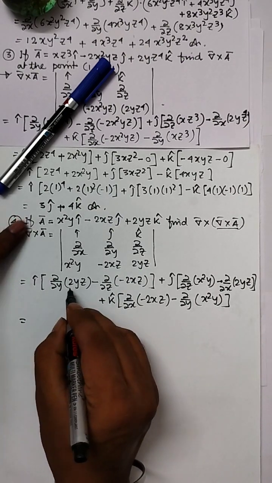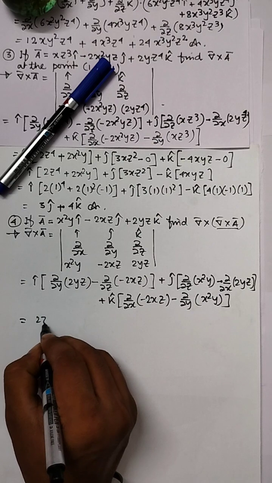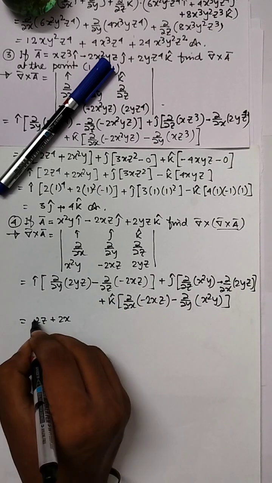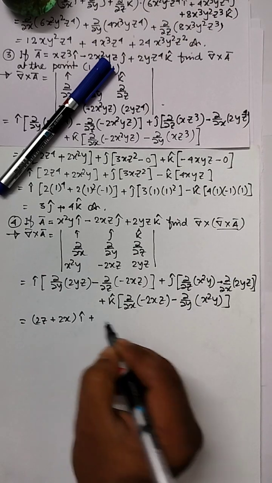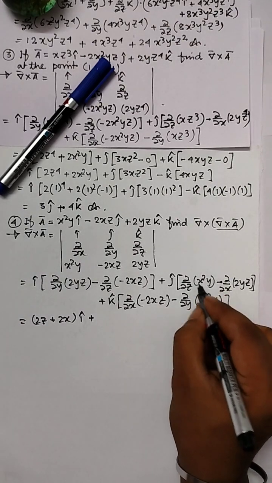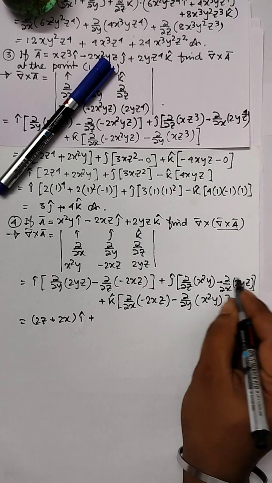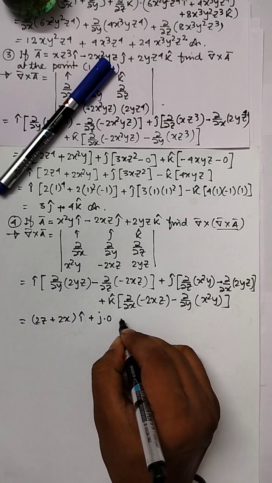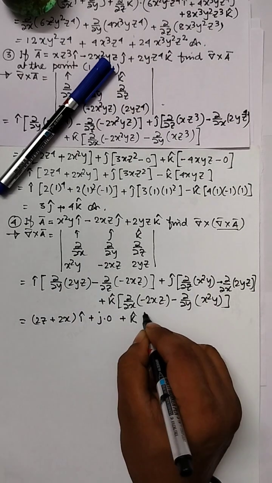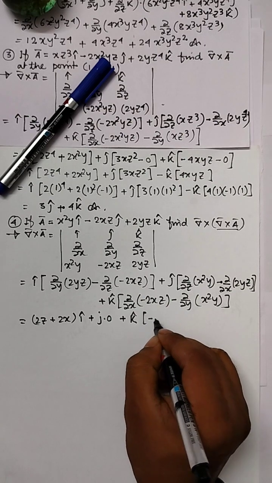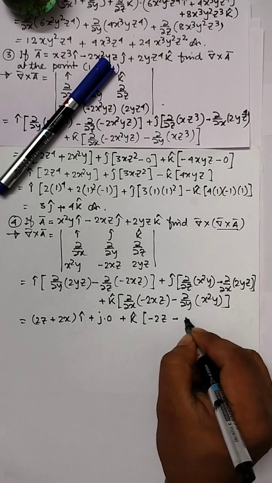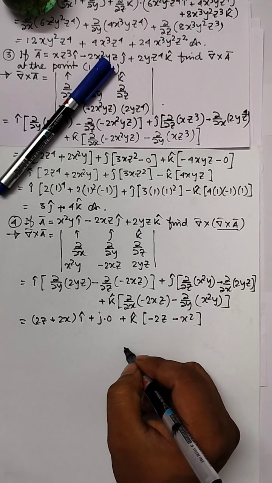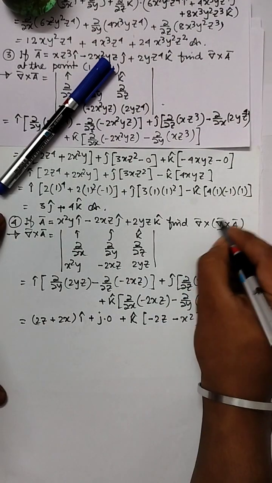Now I can differentiate it. So 2z minus plus of 2x for i. For j, there is no z term, so this is 0, and there is no x term, so this is also 0. That means there is no j term, it is 0. For k, minus of 2z minus x², this is actually the answer. Now that is the answer of this first part.